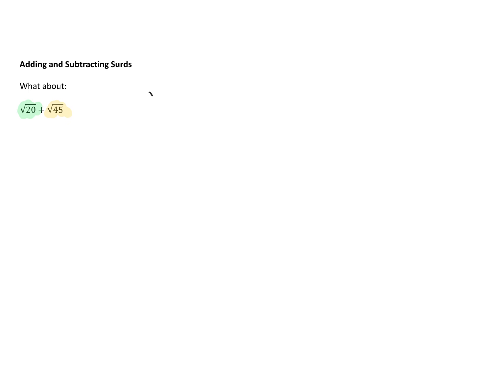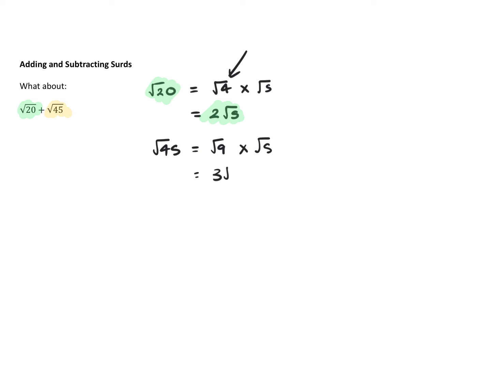So, starting with root 20, well, we know that root 20 is root 4 multiplied by root 5. Remember, we look for the biggest square factor, which is 4 of 20, and then that simplifies to 2 root 5. So root 20 is the same as 2 root 5. Let's now look at root 45. The biggest square factor of 45 is 9. So that's root 9 multiplied by root 5, so that's 3 root 5. So root 45 is the same as 3 root 5.